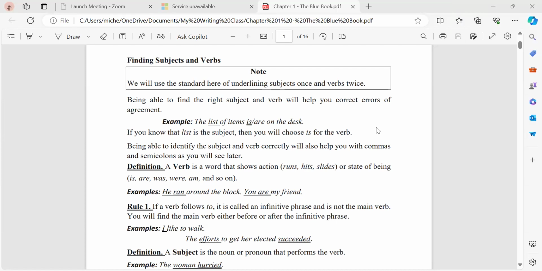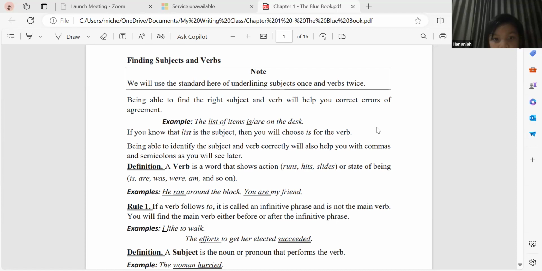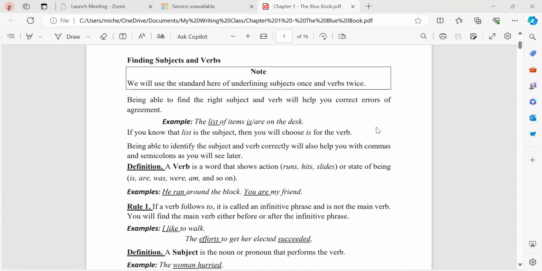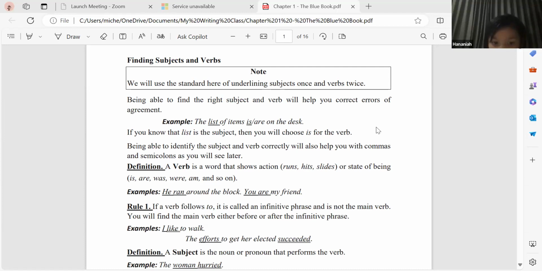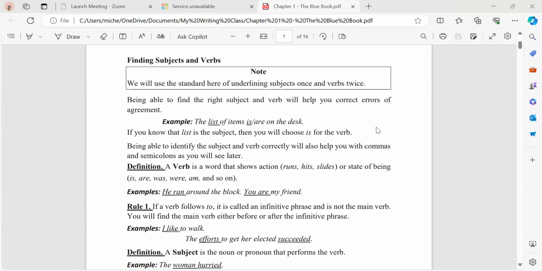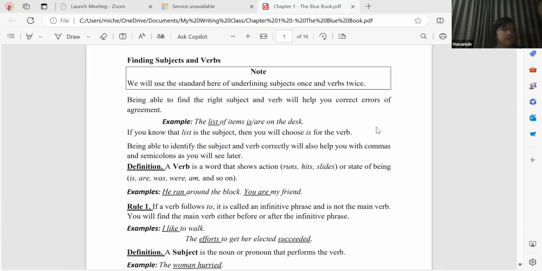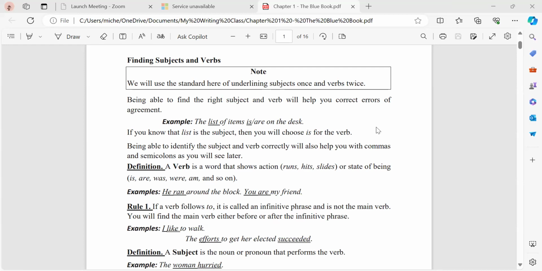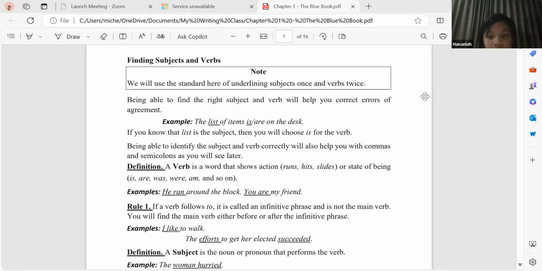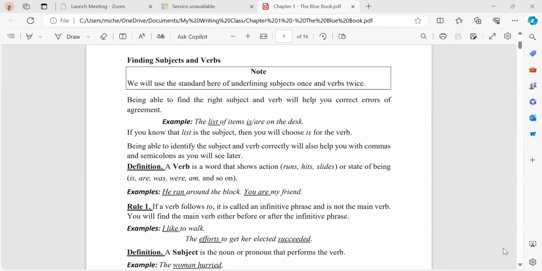So today for our first lesson, we are going to learn about finding the subject and verbs. This is actually the fundamental part of learning grammar because when we are trying to construct a sentence, we always need a subject and verb. If one of them is absent, then it will be called a phrase. It won't be a complete sentence. This is why we need to learn to identify the subject and verb of the sentence right here. So here are the examples.